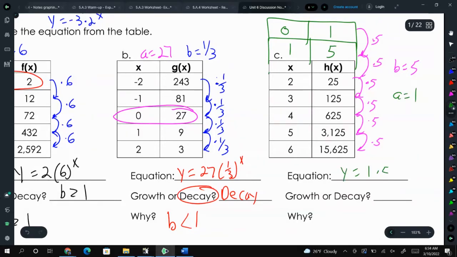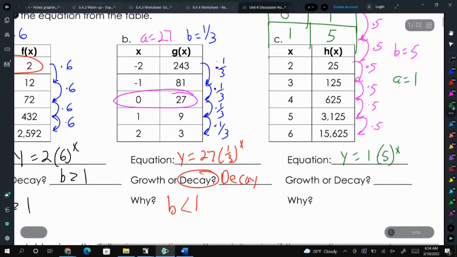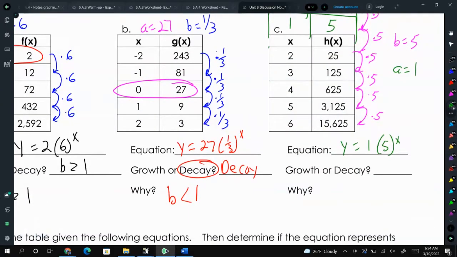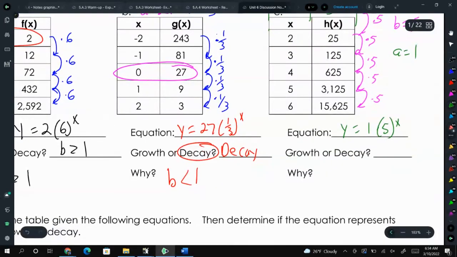y equals 1 times 5 to the x. You don't have to write the 1 there, because if you don't, it's just assumed to be an invisible 1. Growth or decay, this is growth, because b is bigger than 1.